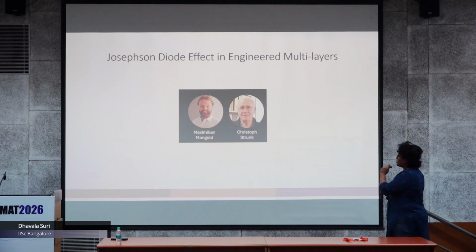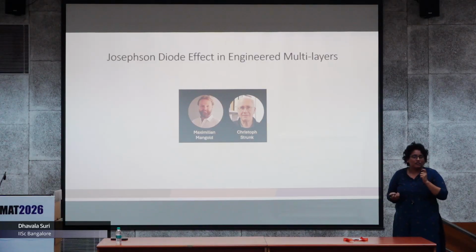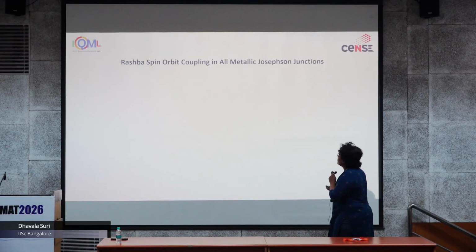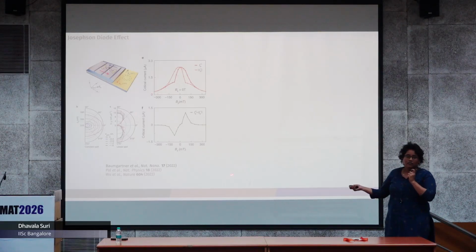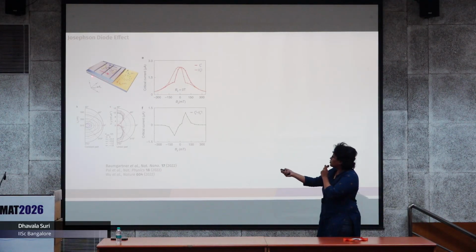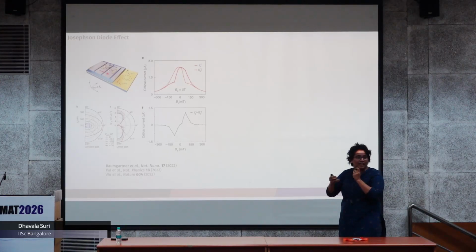So this work was done in collaboration with the group of Professor Christoph Strong, and Maximilian was instrumental in doing many experiments. So what are we looking at? We are looking at something like this, which was the inspiration. You see this blue patch here is nothing but indium arsenide, on which there is a series of aluminum strips that are drawn, which is basically a Josephson junction array.